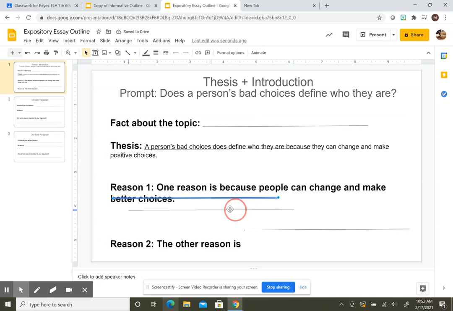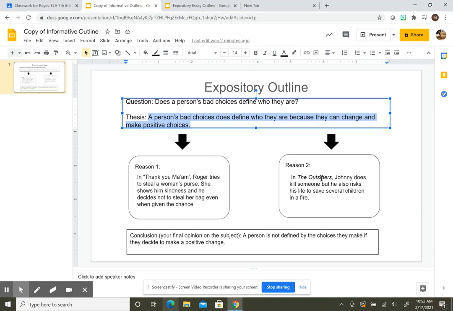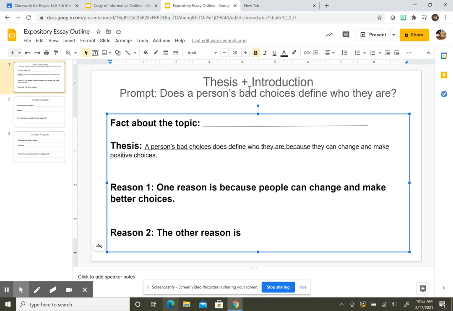If that line gets in the way, you can delete it or just move it. Then I want to look at my second reason. So if I go back to my outline, my second reason is Johnny and how even though he made a bad choice originally, he actually makes up for it by saving several children in a fire.